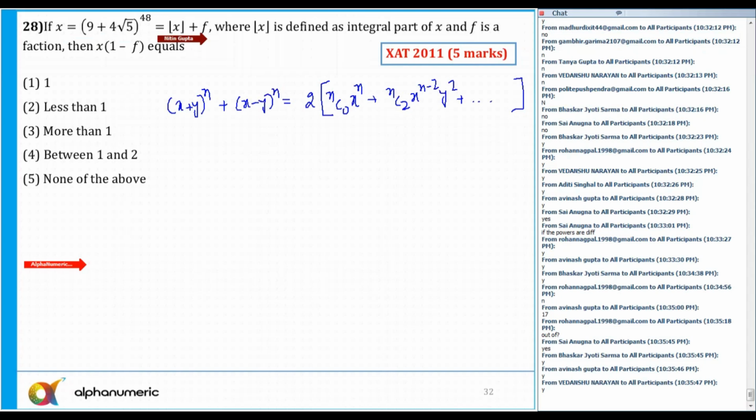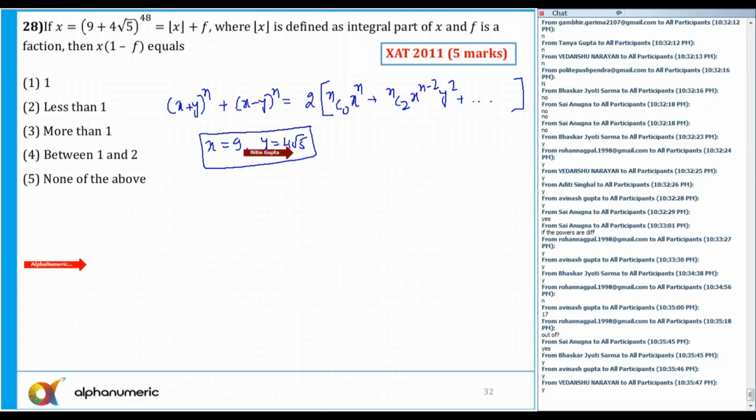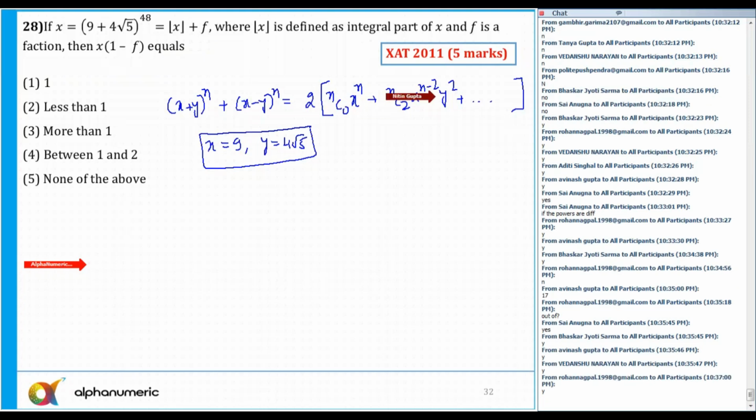Now tell me one thing. Here in this case, if I say x is equal to 9 and y is equal to 4 root 5 in the above formula, what is going to happen? Can I say all the terms on the right hand side will be an integer? Because y is 4 root 5, here I am always getting power 2, then power 4, then power 6, power 8. So can I say the right hand side is always an integer? Please tell me yes or no.